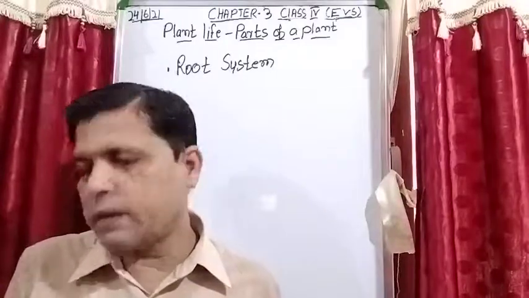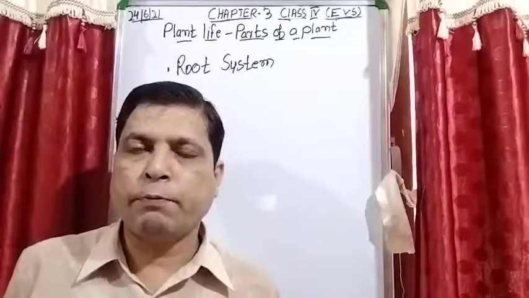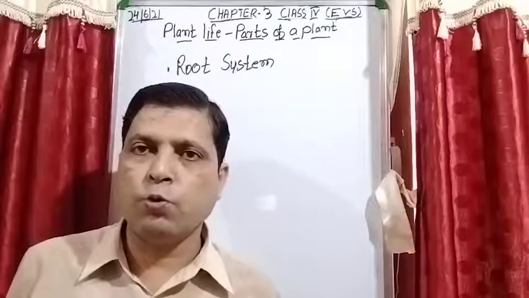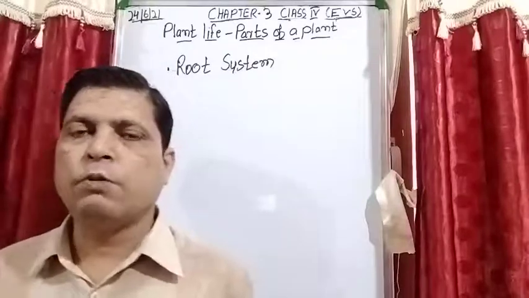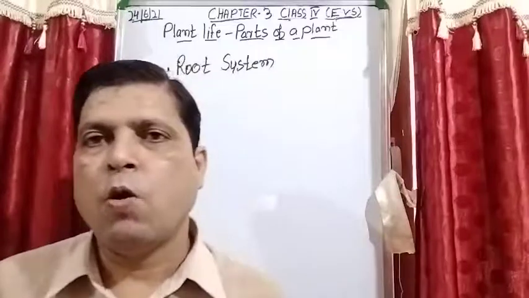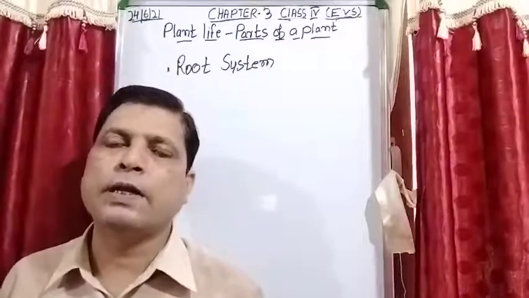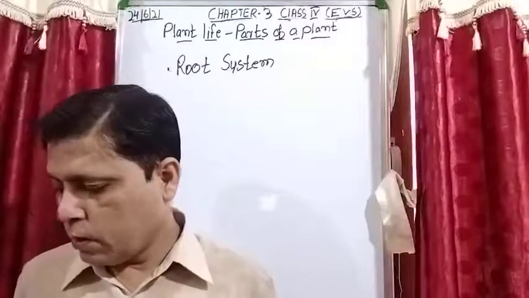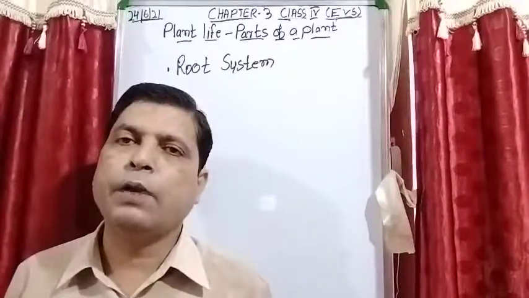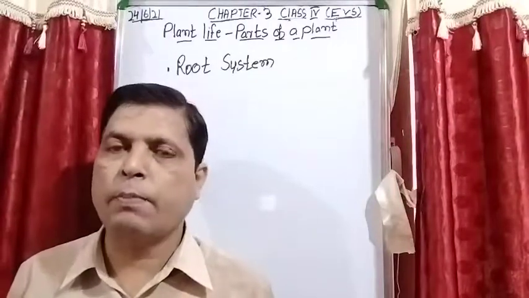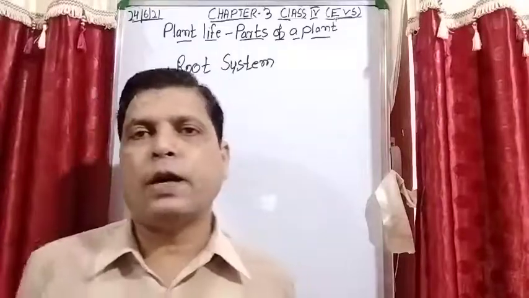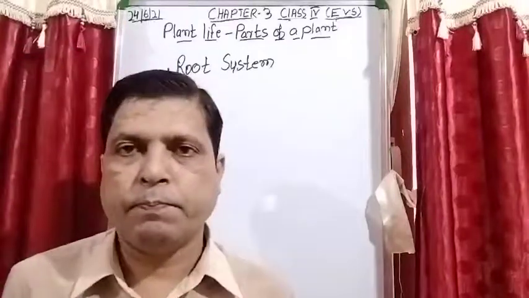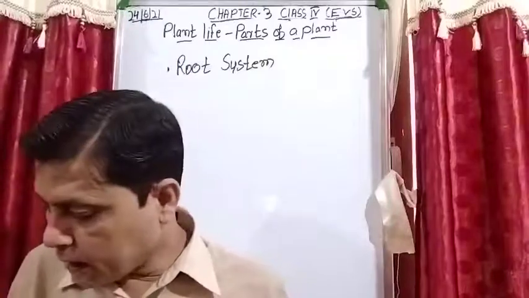After that, shoot system, the part of the plant which is above the ground, which is visible to you. All the parts of a plant you can see. So the part of the plant which grows above the soil or above the ground, that is known as shoot system. Is it clear?